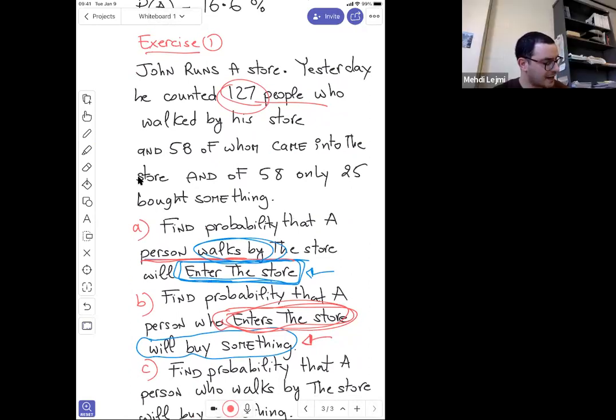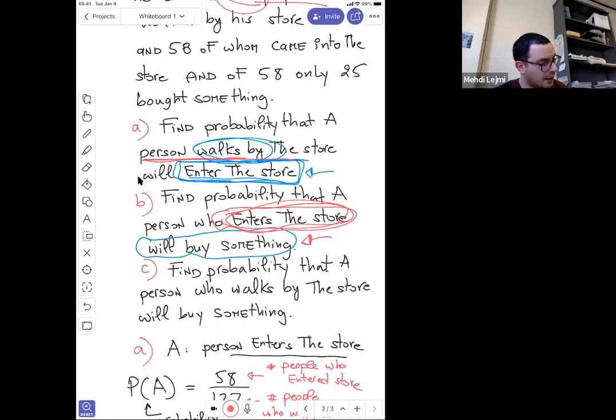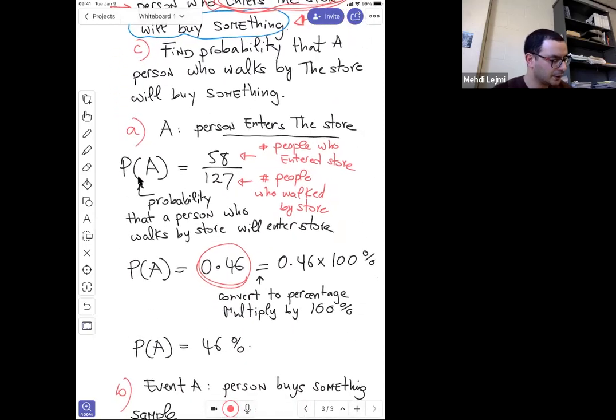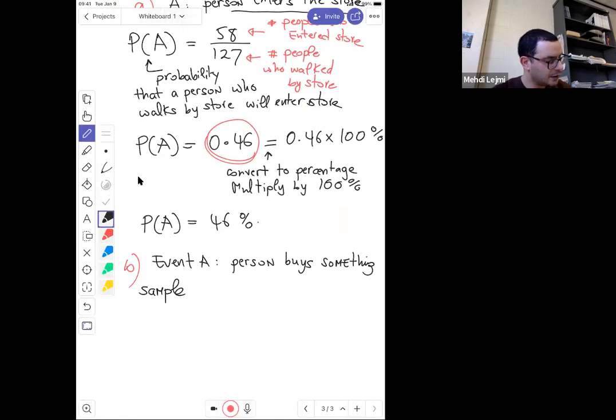Yeah, so the size of the sample here, guys, just be careful. This is different from A. In A, the sample is all the people who walk by the store, right? In B, the sample is the people who entered the store. So the probability that the person who enters the store will buy something, the sample would be the people who entered the store.